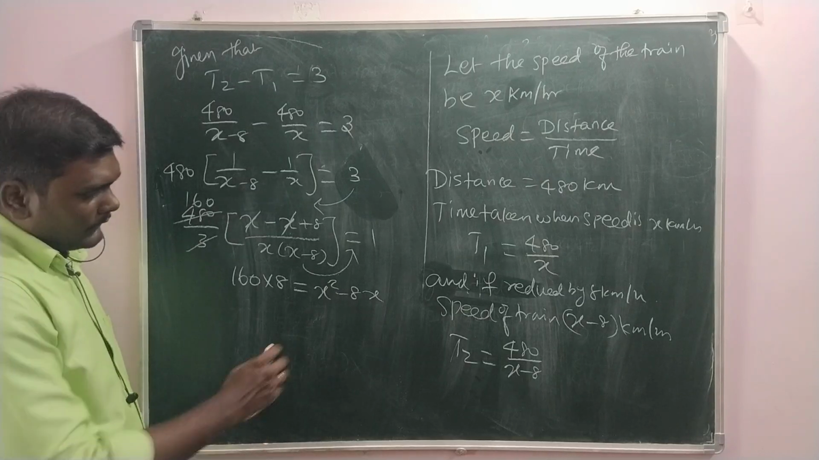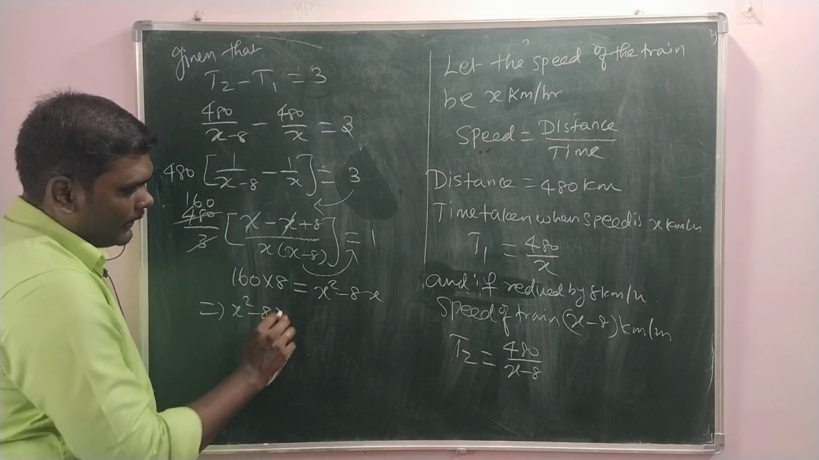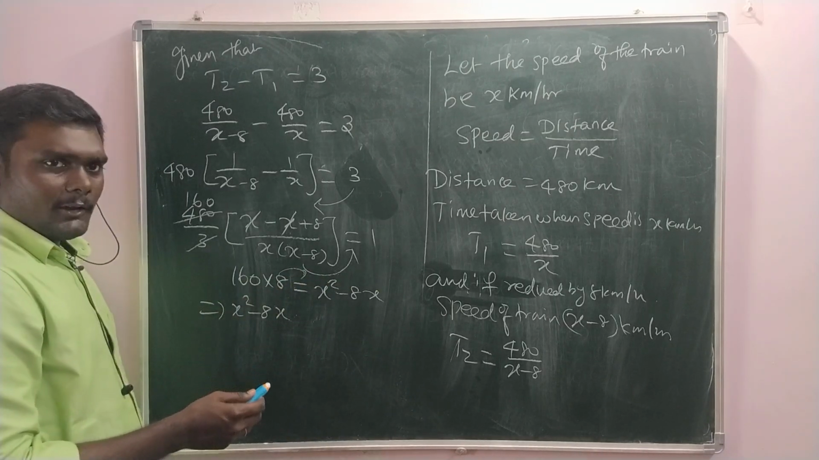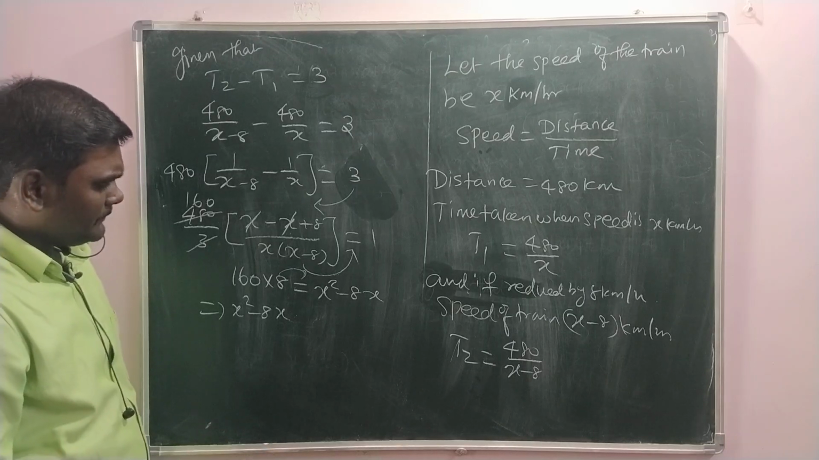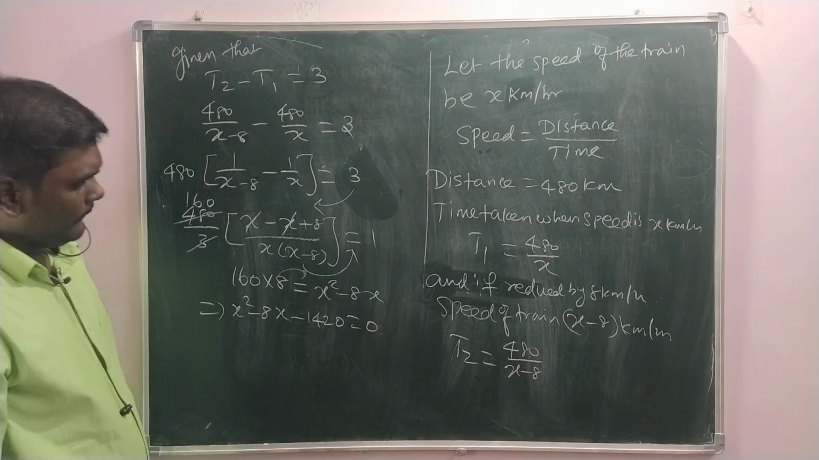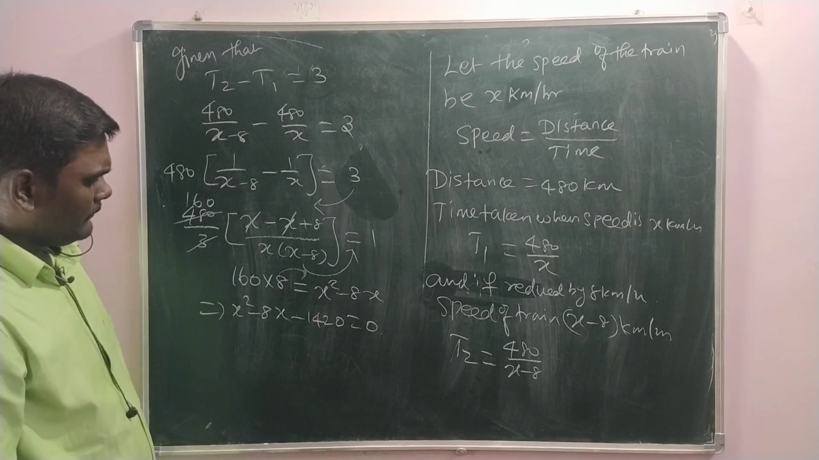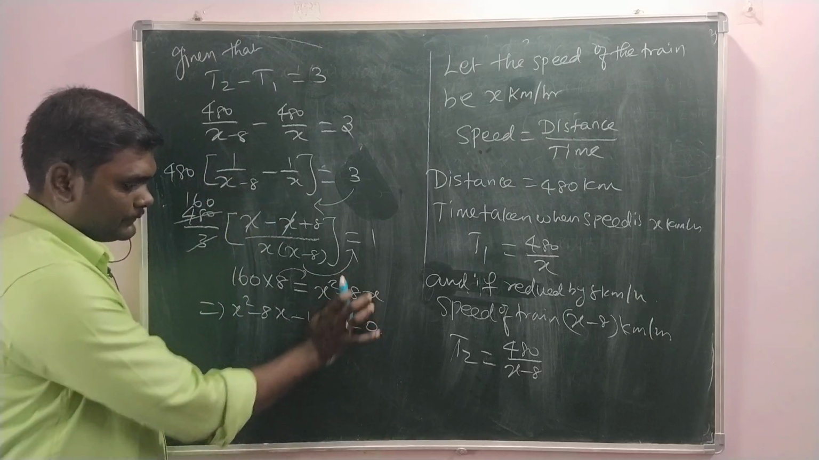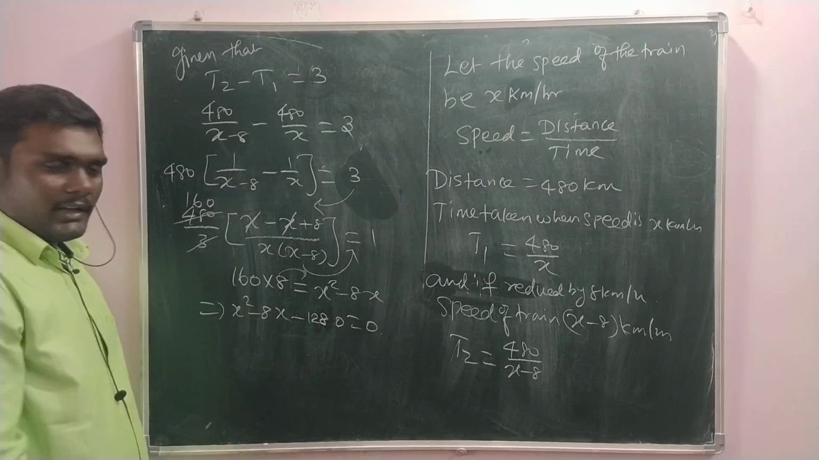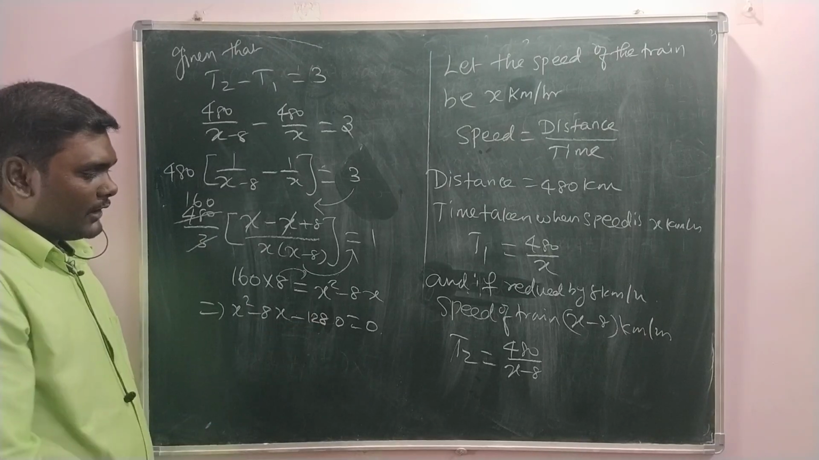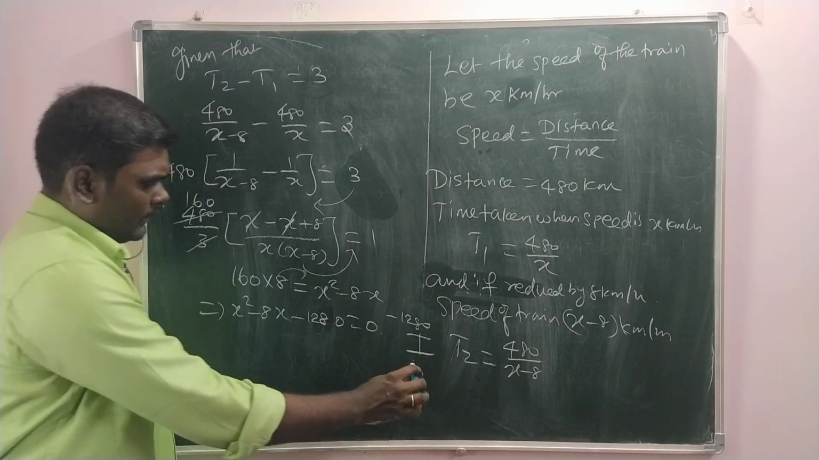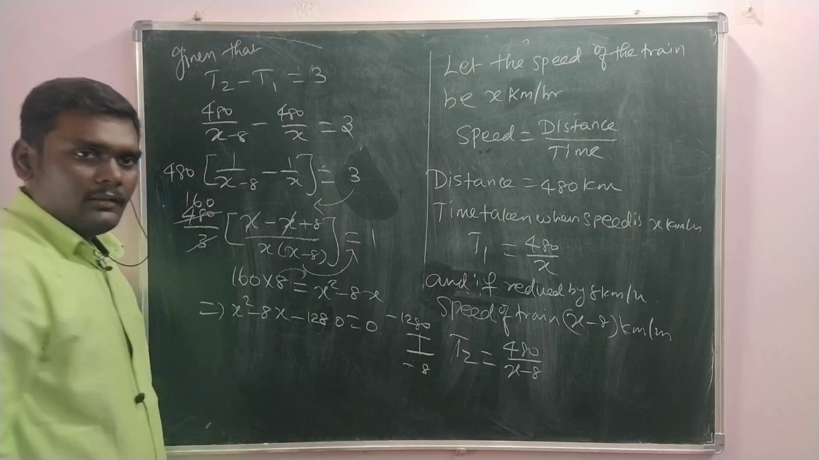Then we will get the quadratic equation x square minus 8x. We will transpose this number to the other side. That is 8 times 160. How much? 6 8s are 48, and 8 is 1280. Then we need to find numbers such that by multiplication they give minus 1280, and by addition they give minus 8.